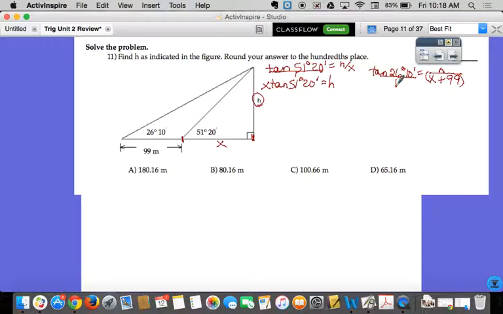So I'm going to have tangent 26 degrees, 10 minutes times x, and let me put that x in front, plus 99 tangent 26 degrees, 10 minutes, and all of that is equal to h. So I distributed my x plus 99. So I got my x and I got my 99. Both of them was multiplied times tangent. Now look, I have both of those equal to h. If I set those equal to each other, we have us a nice little equation.